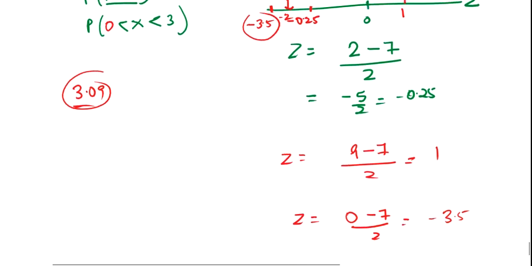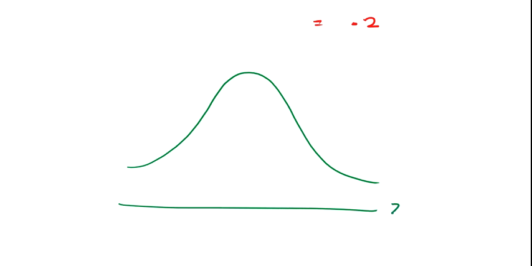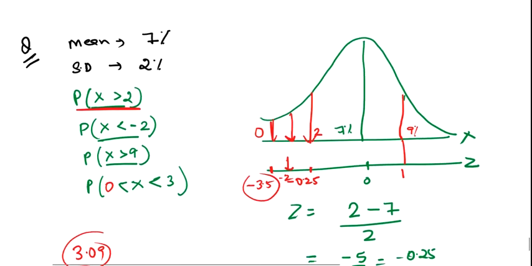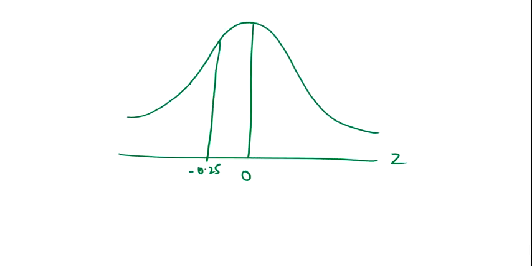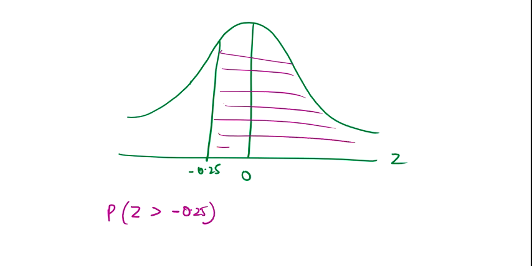Now what is my z value? Minus 1.25. Now here I am just considering the z value. Here I have 0. So this time I got the value as minus 0.25. Clear? And what is the requirement? The requirement is the probability of z greater than minus 0.25, which means the question is asking for the probability towards the right.